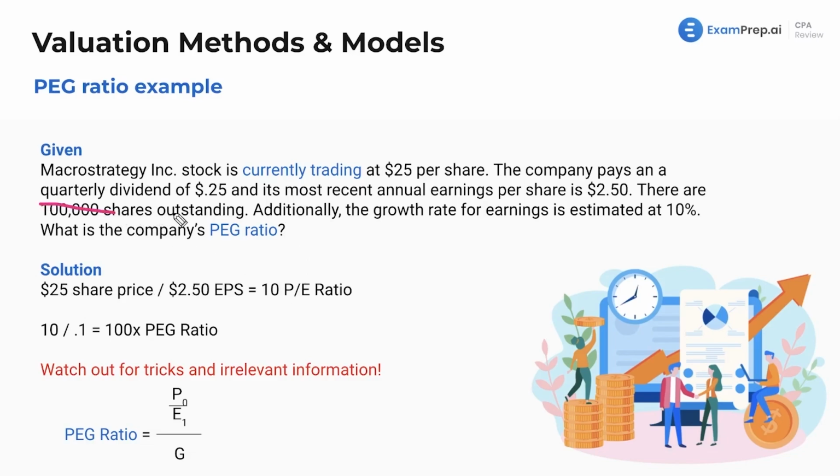We don't need the shares outstanding, right? We still don't need the dividend. We used the 25. We used the 2.50 for earnings per share. That gives us, again, a 10 PE ratio divided by growth rate. The growth rate for earnings is estimated at 10%. That gives us a PEG ratio of 1.